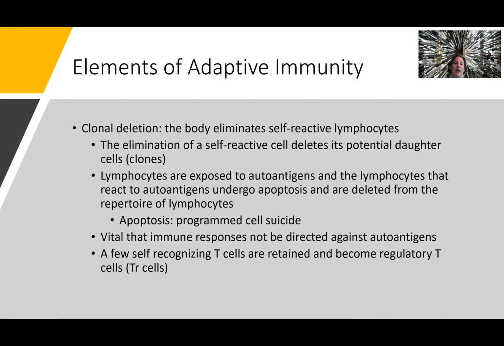You'll see that when that happens, those cells are programmed to then die. So they recognize that they fall on their sword. They have realized that they are harmful to their own self, and they undergo apoptosis. So this process of clonal deletion is another way that, even though our immune system is very active, we don't attack our own self.